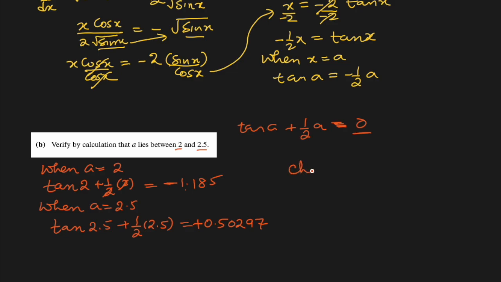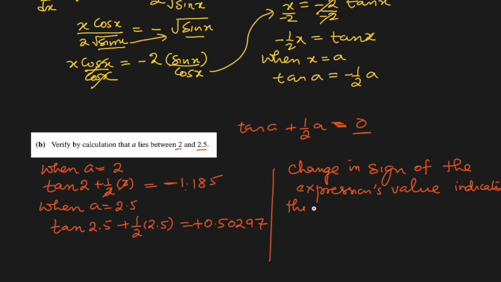Okay, so we can write: change in sign of the expression value indicates the presence of a root between a equal to 2 and a equal to 2.5. This is how we show it.